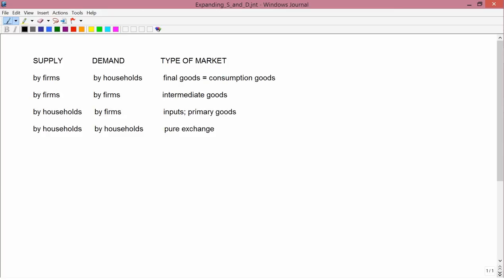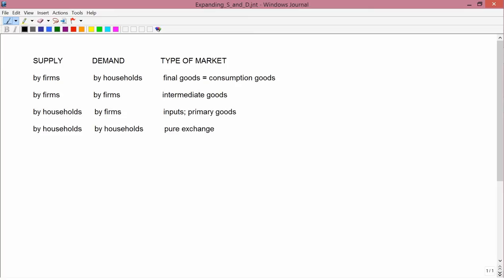The third line are commodities, which are supplied by households and demanded by firms. And we think of all inputs, or so-called primary goods, as being examples of that. Labor. So not all inputs. Some inputs are intermediate goods. But primary goods, or the ultimate factors of production, like labor, are examples of supply by households and demand by firms. You might think of land as being an example of that, where the households own the land and they rent it, let's say, to firms, even though in some cases the household and the firm might be the same people, like if you have a family farm.